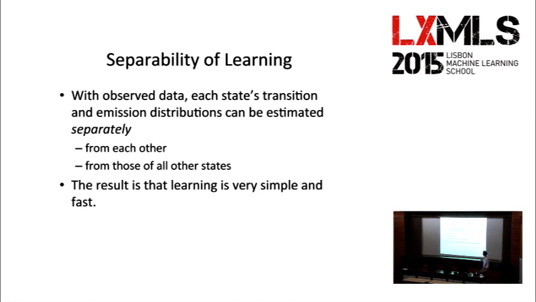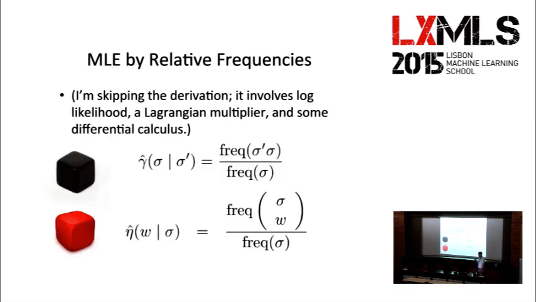Okay, this is called separability. And you can actually show it as a property of the graph. I'll do that in a second. Here's the closed form. I'm going to skip how you derive this. You basically write down the log likelihood. You add a Lagrangian multiplier to make sure that your probabilities sum up to 1. You do a little bit of differential calculus, and you end up with counting and normalizing.